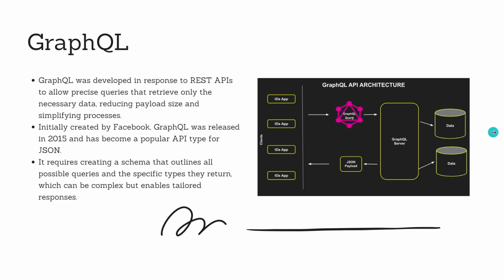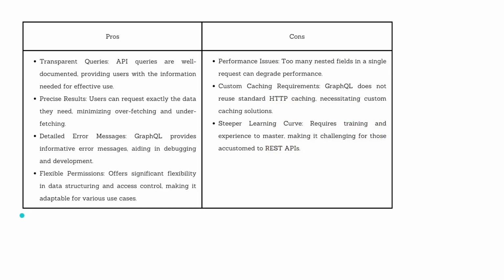So let's get into the pros and cons. The advantage of immersing yourself in GraphQL APIs is that the queries are transparent and well documented, giving users all the information that they need to use it effectively. In addition, the precise results, detailed error messages, and flexible permissions help round out a well-balanced, high-functioning API. This is especially true when it comes to data structuring, where GraphQL gives users significant flexibility.